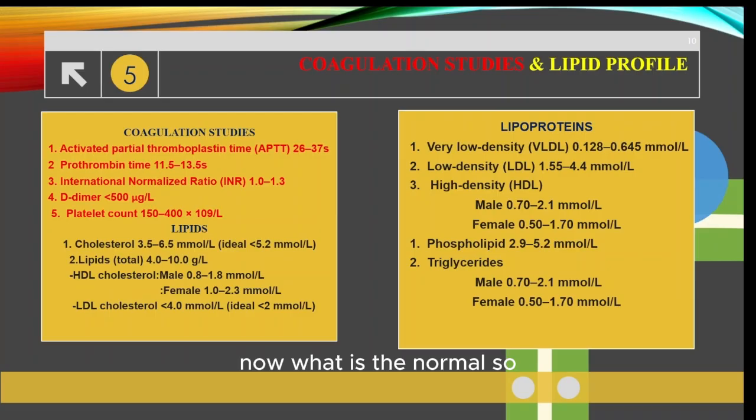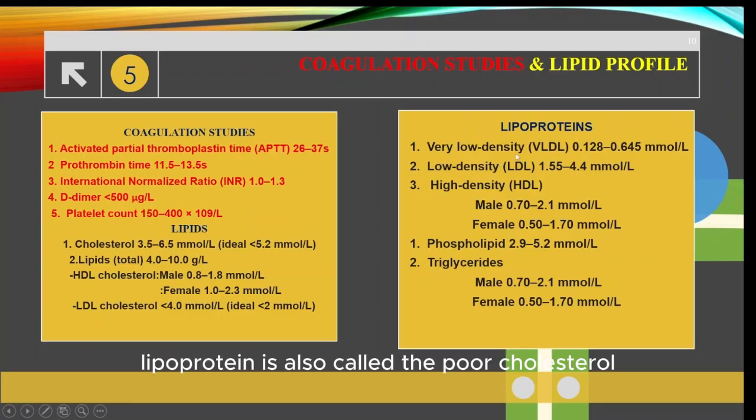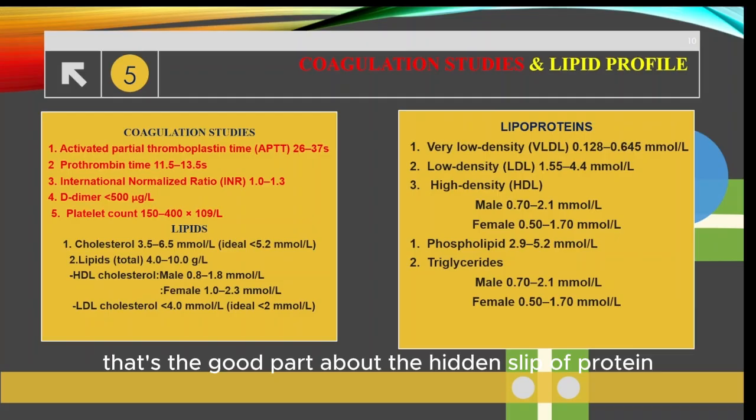Now, what is the significance of knowing the high density and low density lipoproteins, or what's the difference between the two? The low density lipoprotein is also called the poor cholesterol, while the high density lipoprotein is called the good cholesterol. The reason why the high density lipoprotein is called the good cholesterol is because of the functions that they do. Number one, they carry lipids or cholesterols from all parts of the body, taking them back to the liver, so that the liver can use them for something purposeful. That's the good part about the high density lipoprotein.